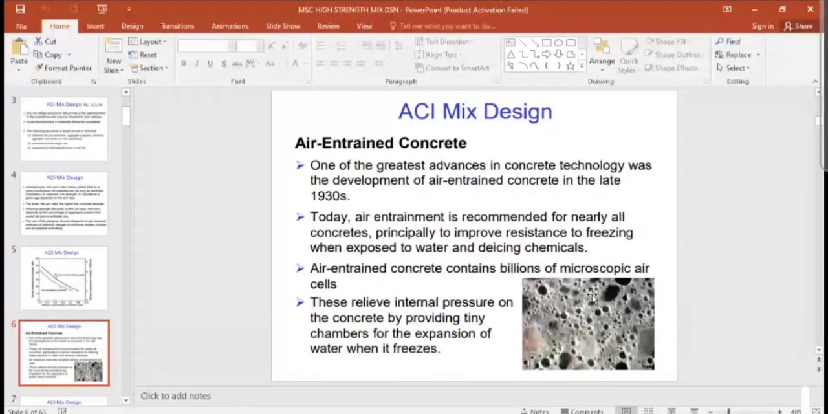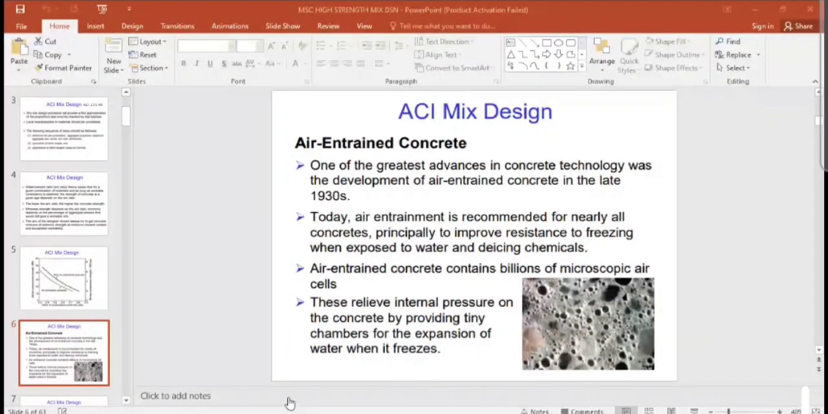Can anybody tell why this air entrainment is there and how this internal pressure can be there in the concrete? These are the two questions. One question, let's say, keep it simple. When can this internal expansion be there in the concrete? Can anyone tell?